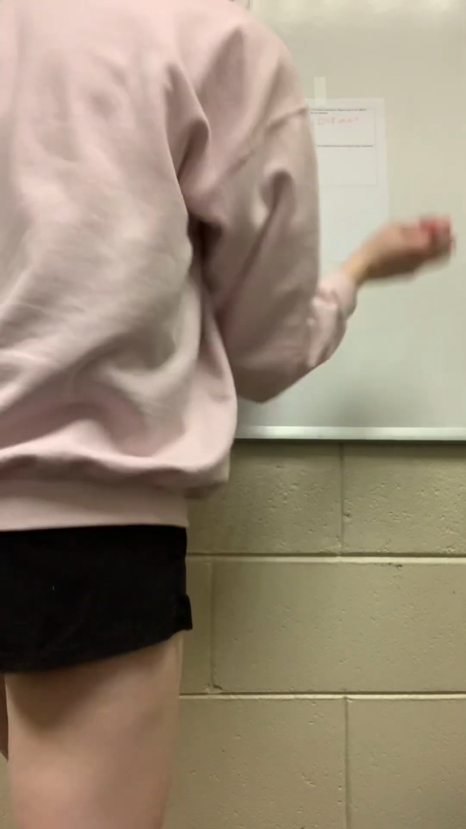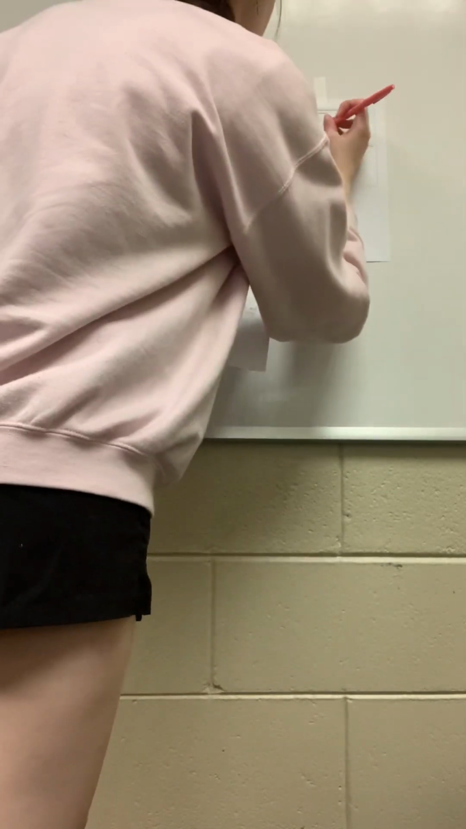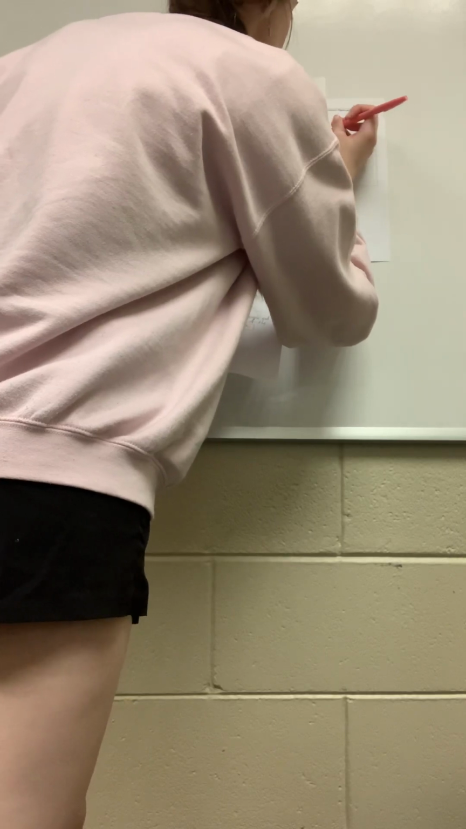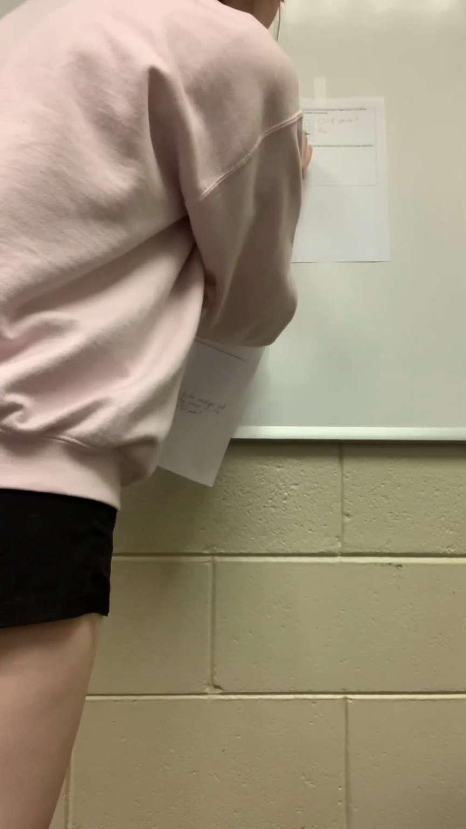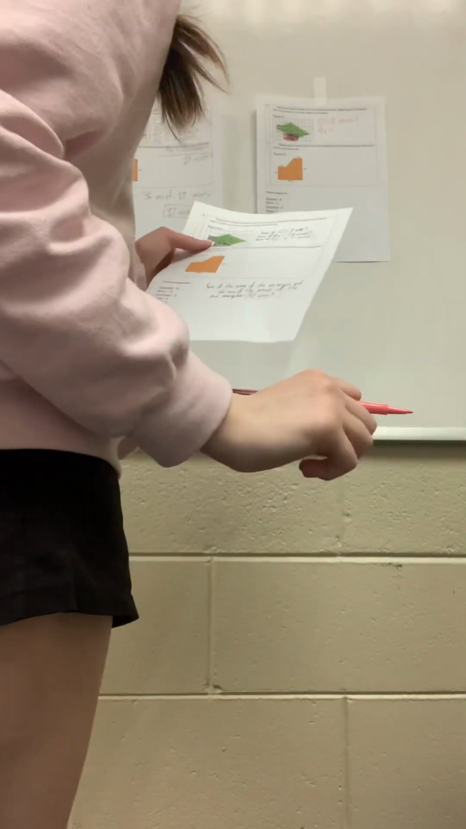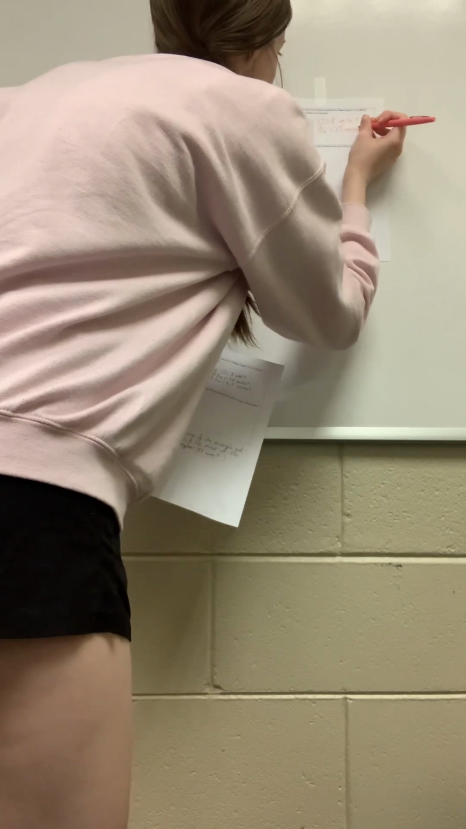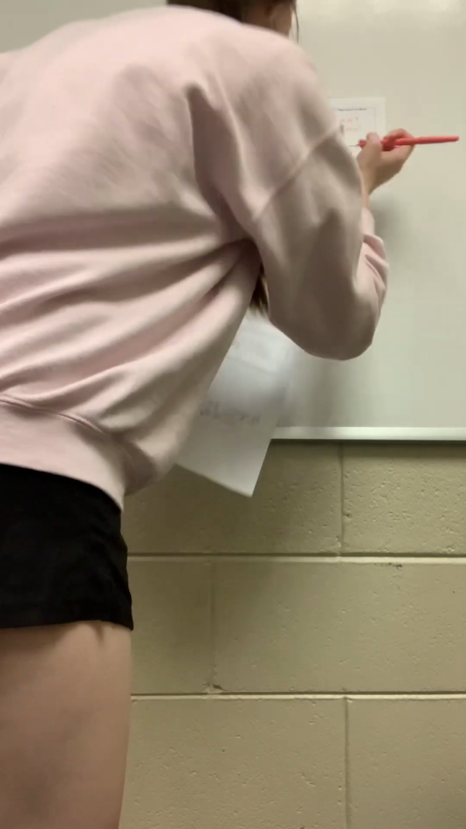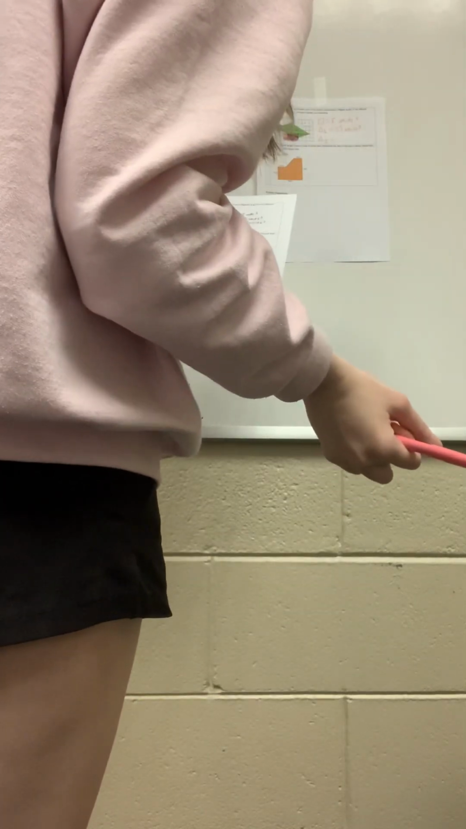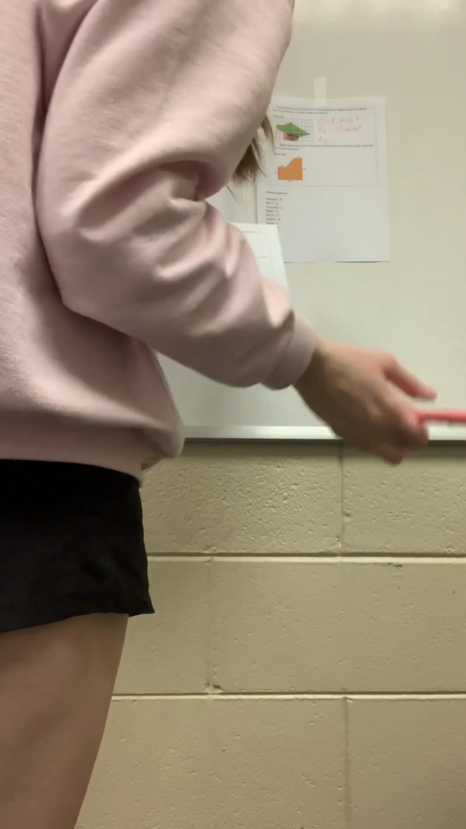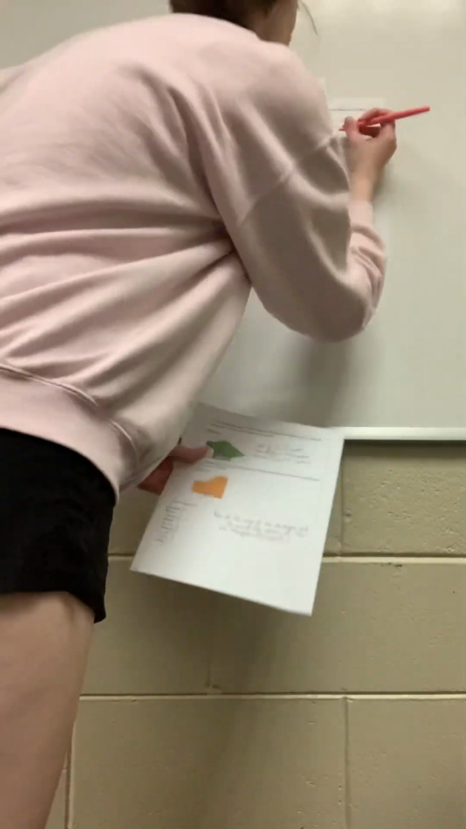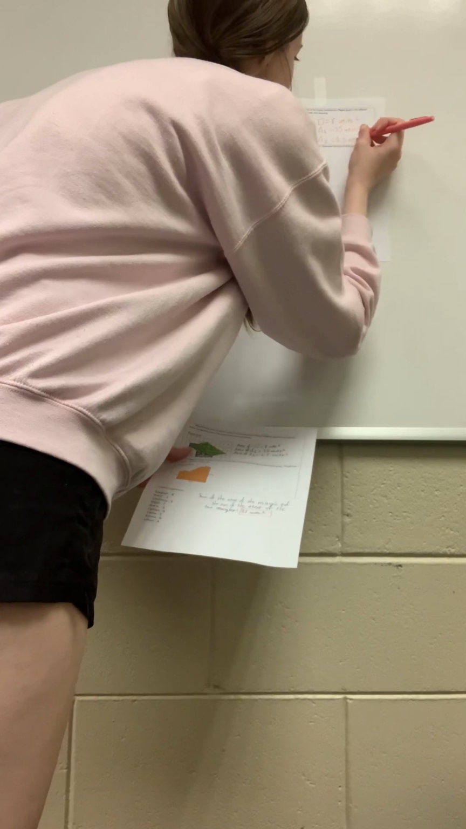And then for triangle 1, we have base times height times 1/2. So we have a height of 3 and a base of 5. So 5 times 3 is 15, times 1/2 is 7.5 units squared. And then triangle 2 is going to have a height of 3 and a base of 1. 3 times 1 is 3, times 1/2 is 1.5 units squared.